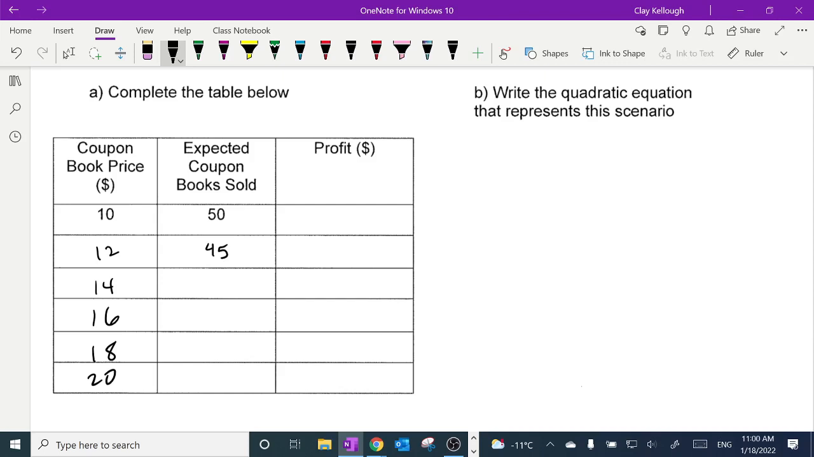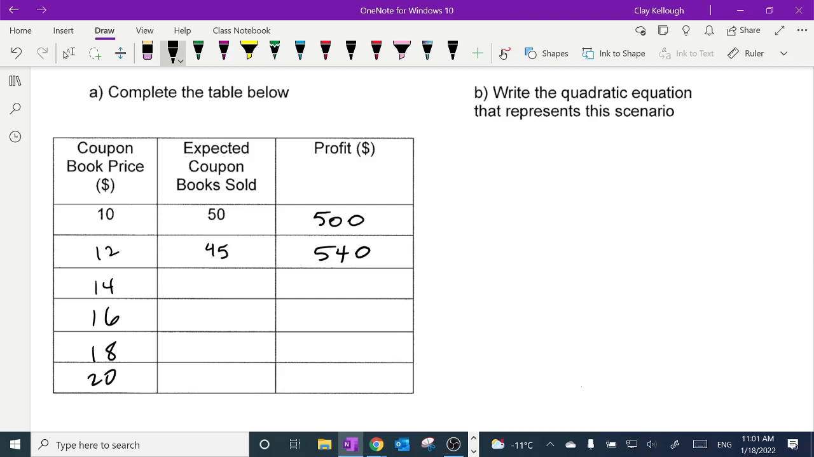Check it out. The profit here, which of course is just price times how many you sell, goes from 500 when they were $10 to 540, which is what 12 times 45 is. So even though I sold 5 less, because I sold them for $2 more, I made more money. But will that keep going forever? Obviously not. Eventually you'll get to the point where you've increased the price so much that the number of sales that you went down will kill you.